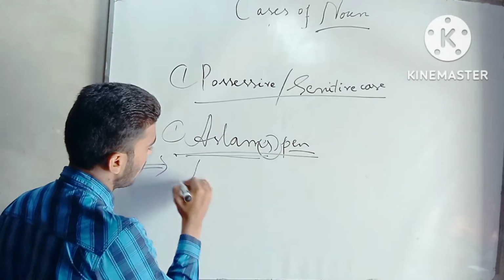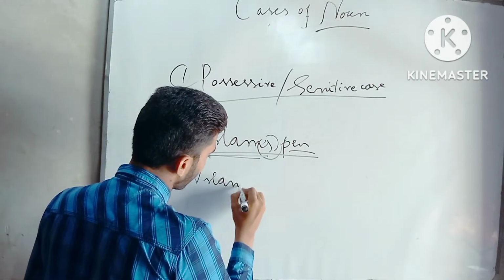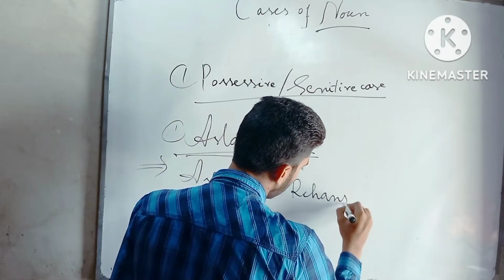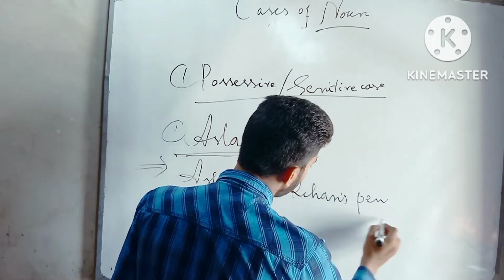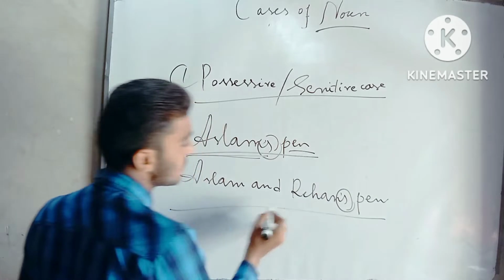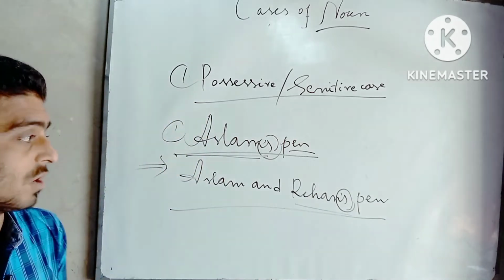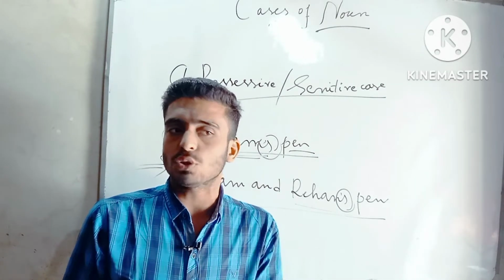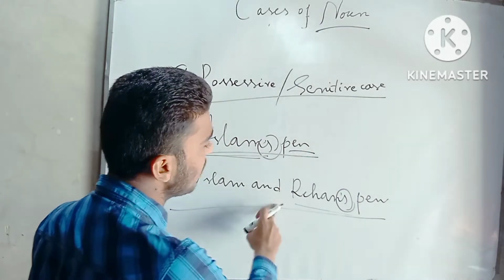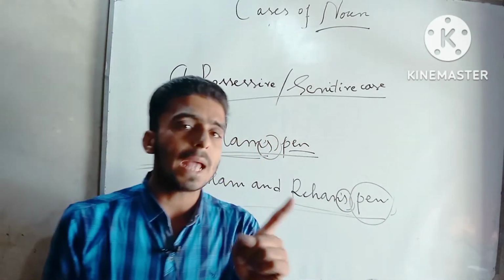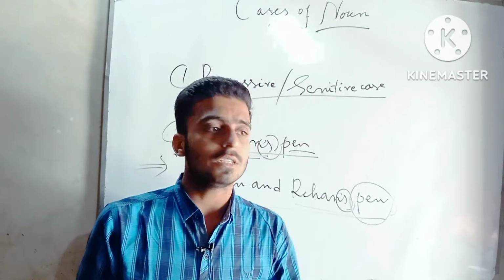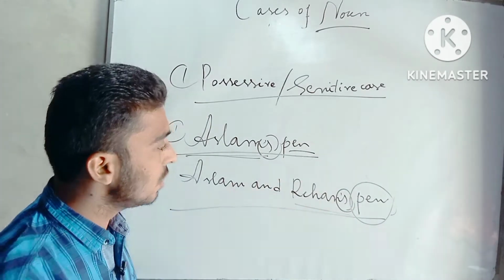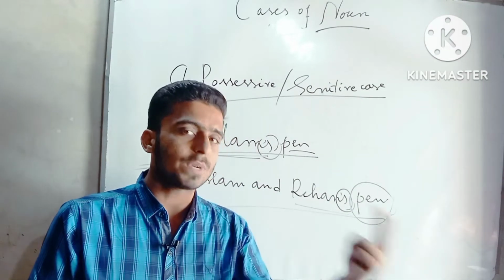If I say Aslam and Rihan's pen, here you will notice that I have given the apostrophe in the second noun. Why have I not given the apostrophe in the first noun? Whenever we find the possessive case of two nouns, it means one thing belongs to two different persons. Here in Aslam and Rihan's pen, there is only one pen and it has two owners. So the pen is one, and two different persons have the position over that one thing.